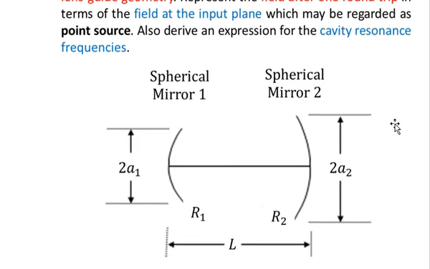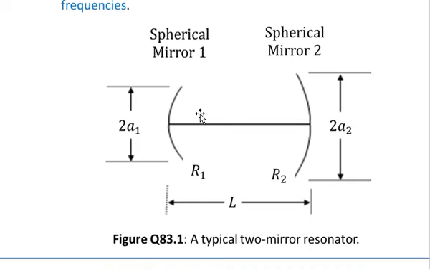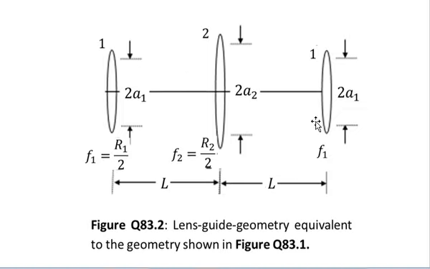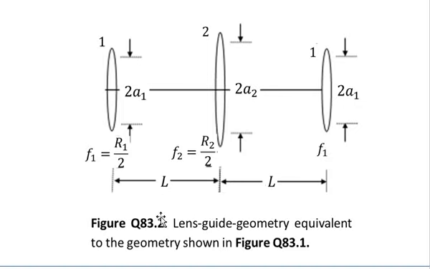So this is the question, and you see that this is our geometry, and we have to find out the field in one round trip. But we shall not be using this one to calculate the field after one round trip, but instead we shall be using this geometry. The caption of this one is lens guide geometry equivalent to the geometry shown in figure 1, that is in the previous figure.